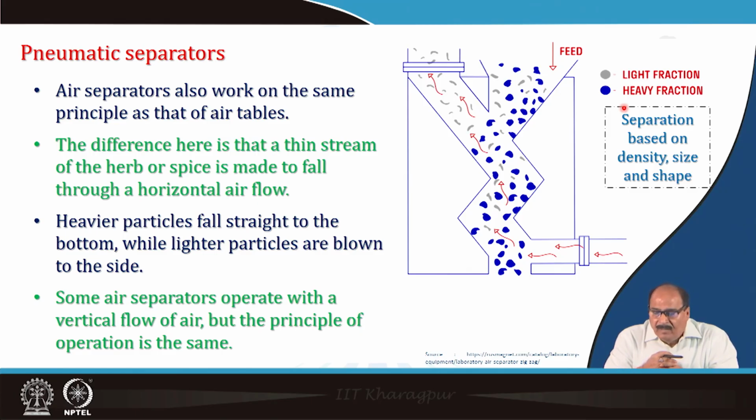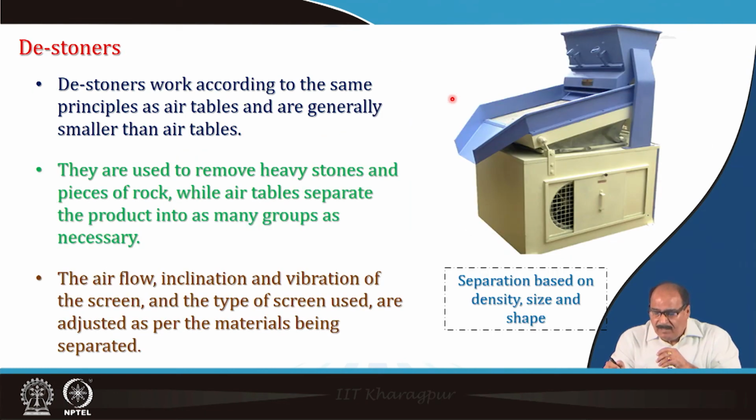In this case, air separators also work on the same principle as that of the air tables. The difference here is that a thin stream of the herb or spice is made to fall through the horizontal airflow. Heavier particles fall straight to the bottom, while lighter particles are blown to the side, as you can see here in the picture. Some air separators operate with a vertical flow of air, but the principle of operation is the same.